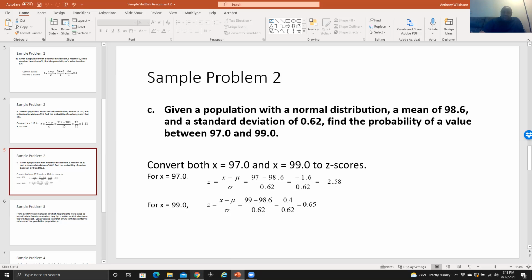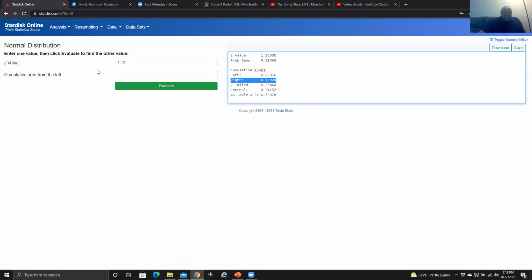All right, so let's go back to StatDisk. Under Z value, let's start with negative 2.58. Leave the cumulative area from the left blank and then click Evaluate. Let's look at the one that's on the left for this one, and we'll do the same for the other one as well. For negative 2.58, the cumulative probability on the left is 0.0049, rounded to 4 decimal places. So you might want to write that down somewhere.